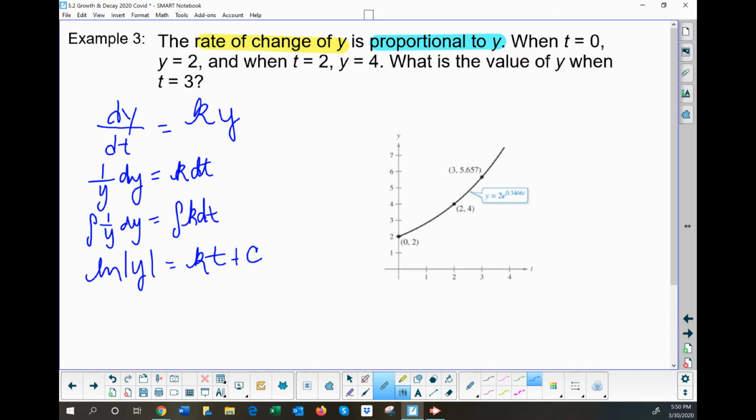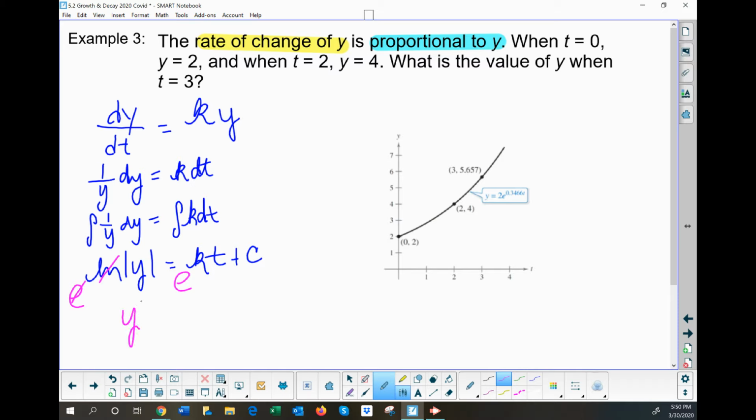Now, to solve each side, I think I'm going to do this step before I solve for c. So I'm going to do this next step, and then I'll probably pause and find c. How do I get rid of a natural log so I can release y? Well, I put e as my base, don't I? Because e and natural log are inverse functions. That produces absolute value y for me, and I get e to the kt plus c.